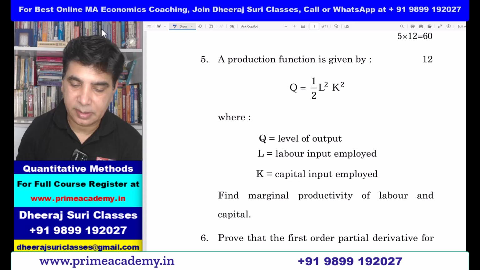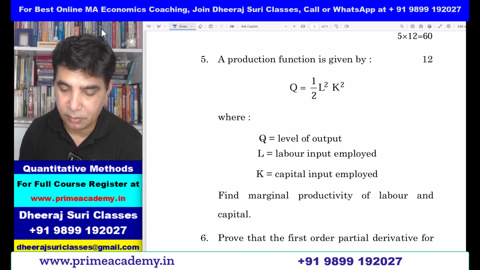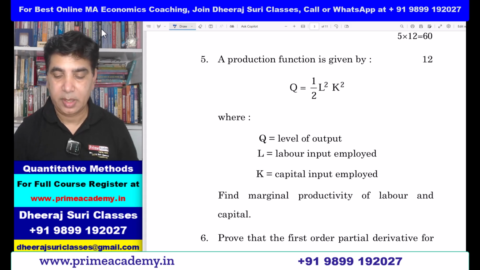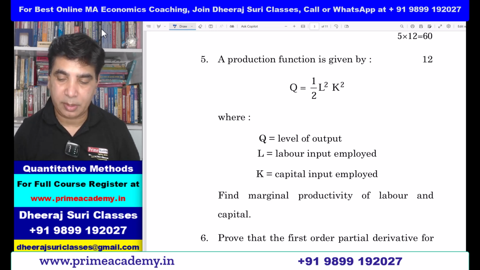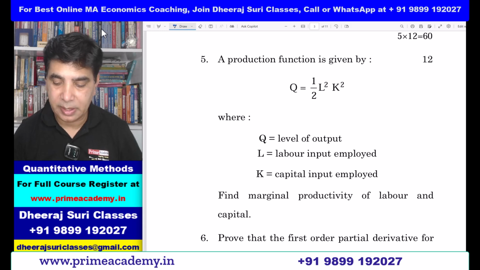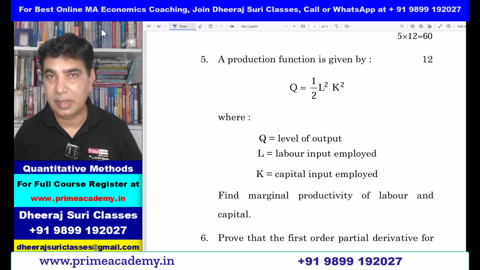It says that a production function is given by Q is equal to half L square K square. Q is level of output, L is labor input employed, K is capital input employed. Find the marginal productivity of labor and capital.